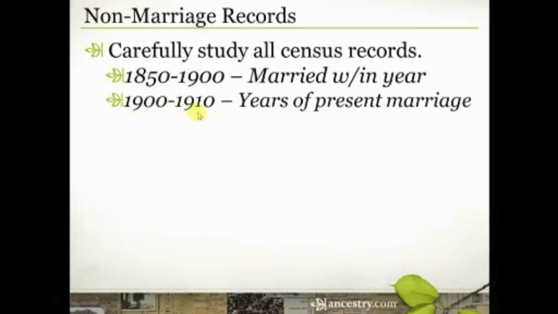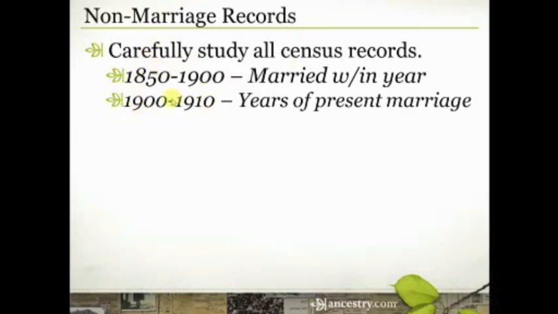Those years are really critical because this 1900, 1910 time period is about the time period when most states started keeping marriage records. So if you find a couple on here that's been married 40 or 50 years, it's a pretty big deal because you're going to be able to document their marriage with that information.